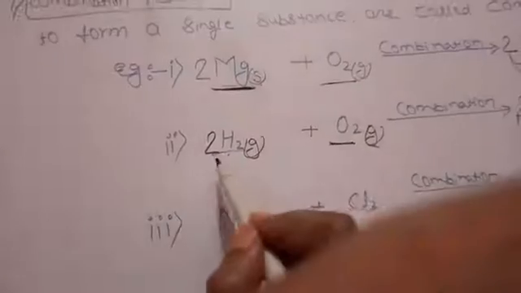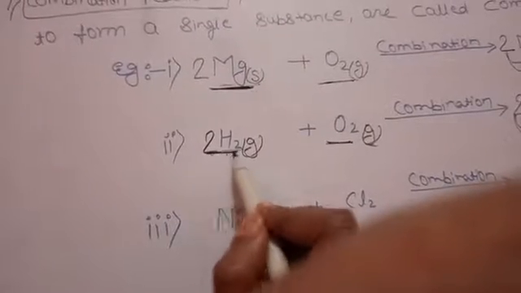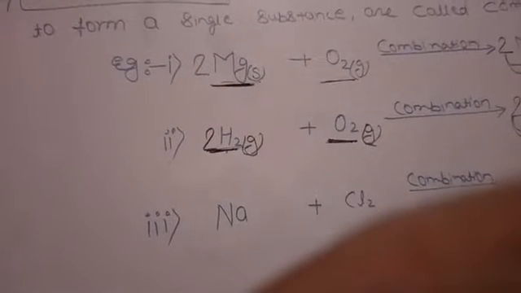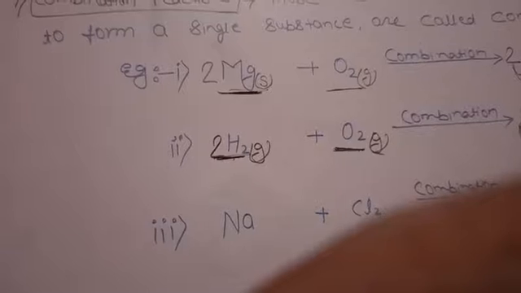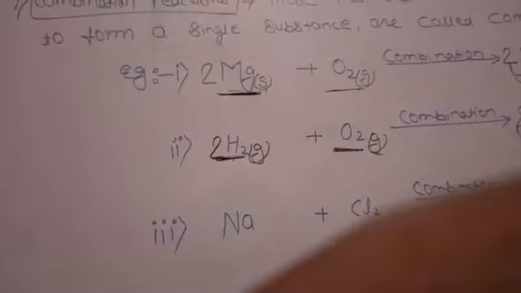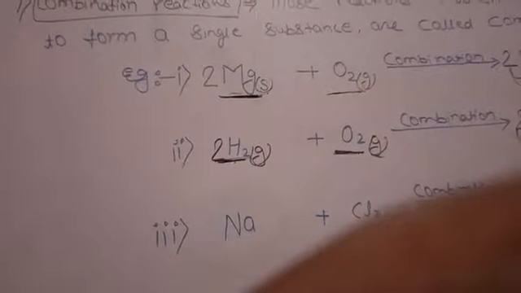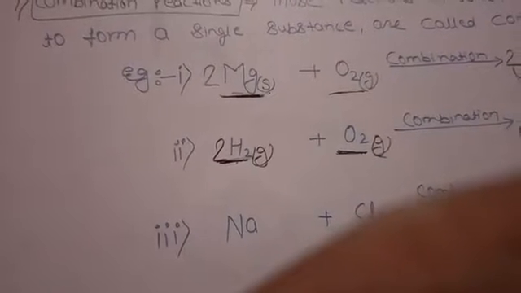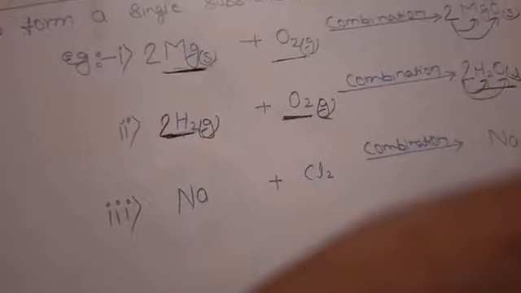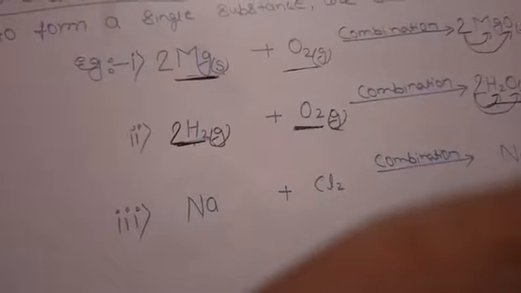Here also I have given you the example of elements. 2 elements are combining to form a compound, and this is an example of a combination reaction. Here it is the formation of water from hydrogen and oxygen. So this is a combination reaction.